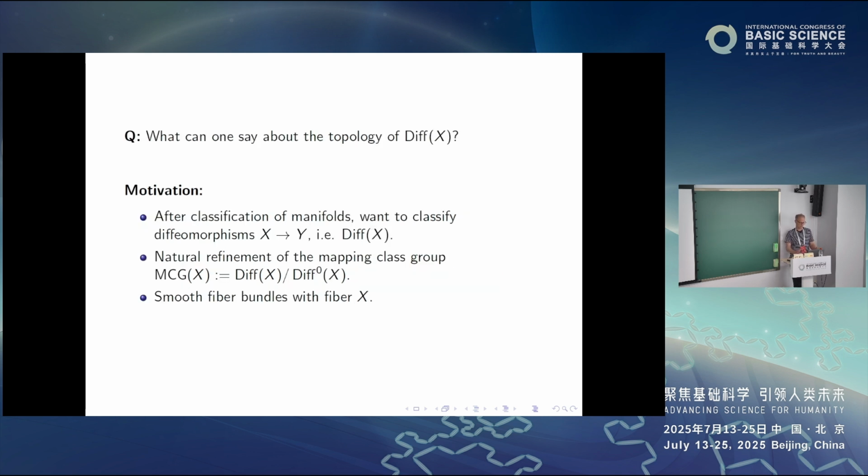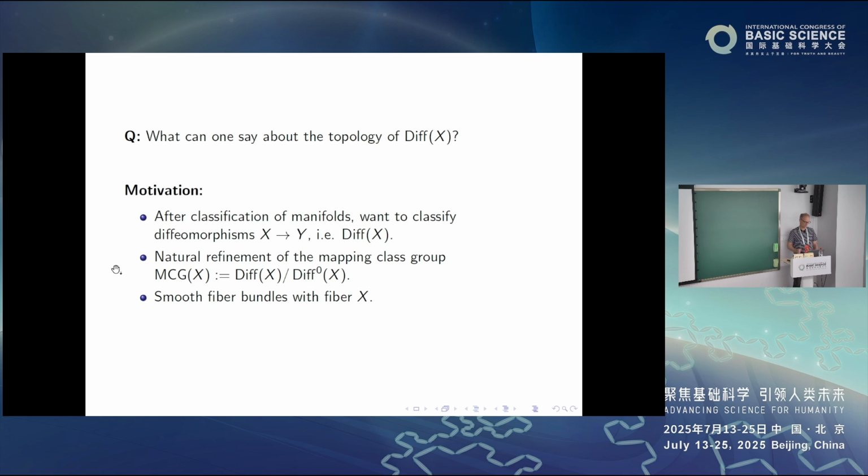The basic motivating question here is, what can we say about the topology of Diff X? There are various motivations. A fundamental motivation is that Diff X is just the symmetry group of the manifold, and we like to understand symmetry groups of structures. From another point of view, a basic project in geometric topology is to classify manifolds up to diffeomorphism. If you know that X and Y are diffeomorphic, then you may want to classify the diffeomorphisms from one to the other, which boils down to Diff X.